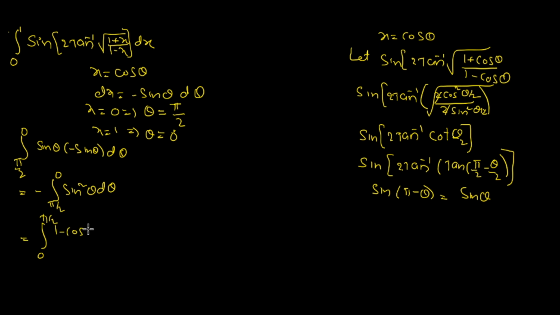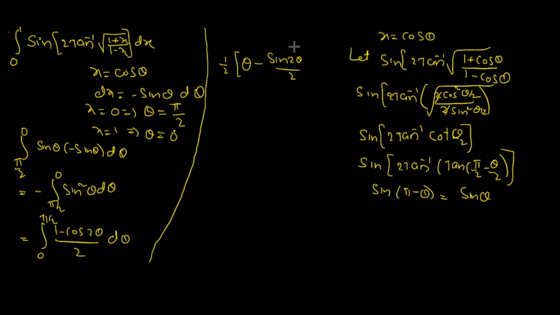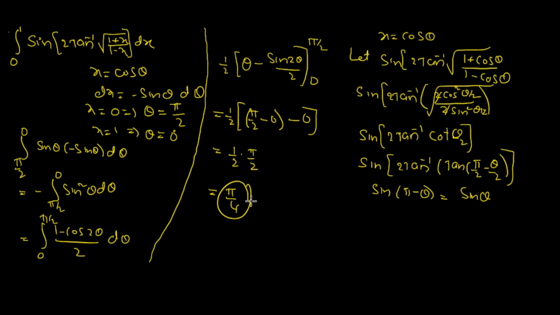Sine square theta is 1 minus cos 2 theta by 2 d theta, that is equal to 1 by 2 into integration of 1 d theta minus cos 2 theta integration, sine 2 theta by 2, so upper bound pi by 2, lower bound 0, that is equal to 1 by 2 into, substitute upper bound pi by 2 minus sine 2 into pi by 2, sine pi value is 0, we substitute lower bound, this is 0, sine 0 is 0, that is equal to 1 by 2 into pi by 2, that is equal to pi by 4. This is the answer.